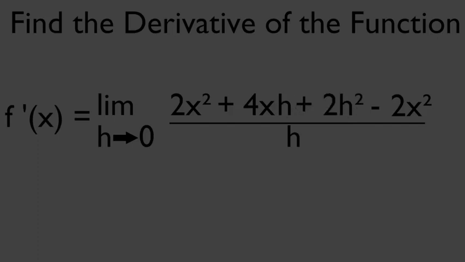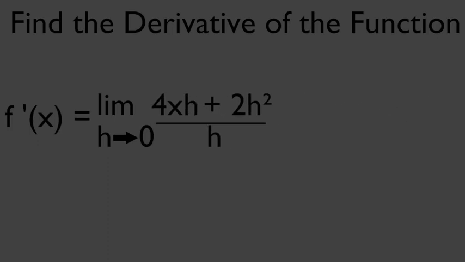Now because the second 2x squared is negative, it'll actually cancel out the first 2x squared. All of the terms have an h in them in both the numerator and the denominator, so that allows us to factor out an h and cancel it out. With h no longer in the denominator, we can go ahead and use the substitution method to find what our limit would be. We substitute in the 0 for all of our instances for h.